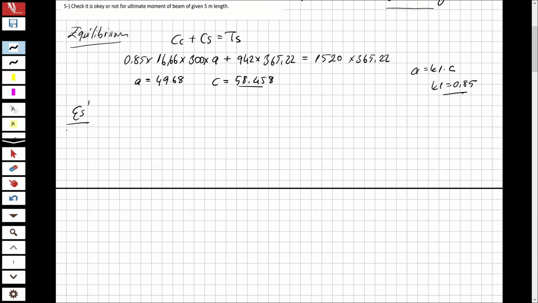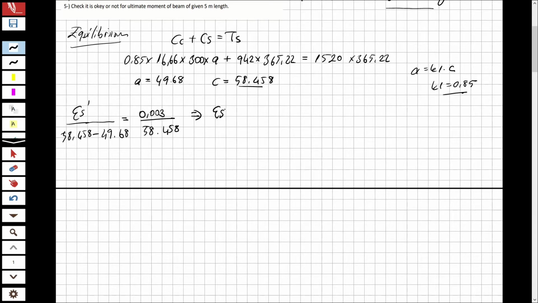So what is C here? C is 58.458 minus 49.68, equal to 0.003 over 58.458, because we assume that the concrete has also reached its yield point.